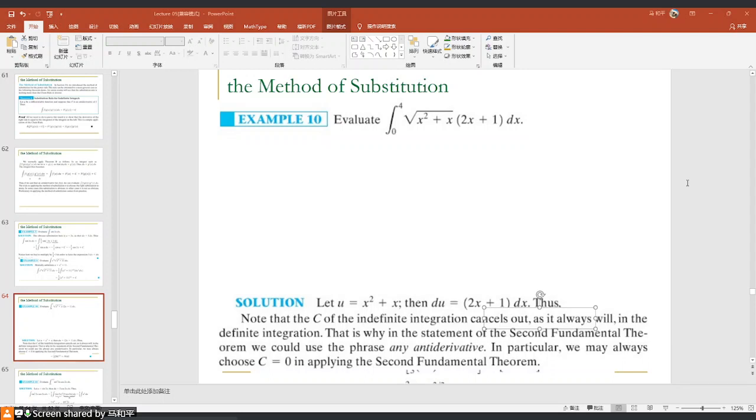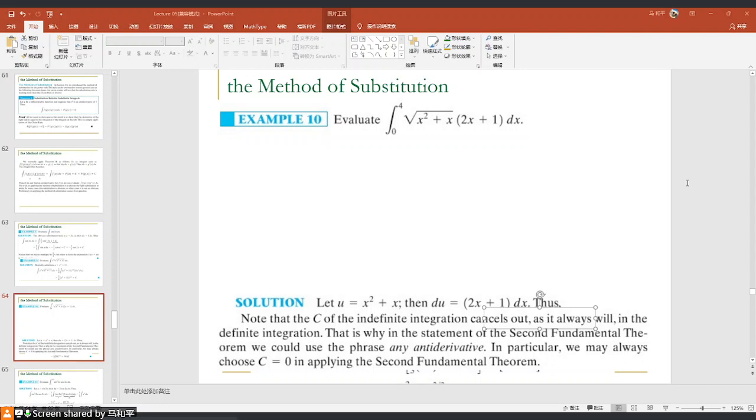to the power of 1 over 2, which is 2 over 3 u to the power 3 over 2 plus c. Right, and then use the second fundamental theorem. It's 2 over 3, this is x squared plus x, power is 3 over 2 plus c.